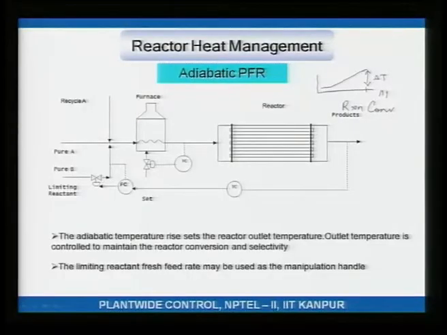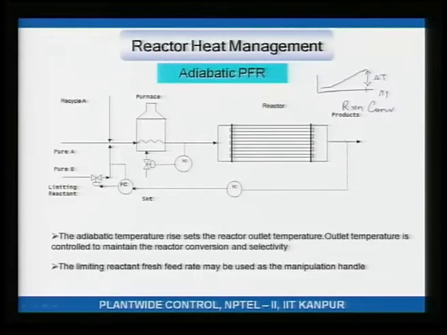I can also have the reverse argument for the case that the temperature is decreasing. If the temperature is decreasing, I increase the amount of limiting reactant that I am putting in, which causes the concentration of the limiting reactant going into the reactor to go up. Because the concentration has gone up, reaction rate goes up, the amount of heat released due to reaction goes up, and this temperature at the outlet, which was going down, comes back up. So, this is a very simple scheme for managing the amount of reaction heat released, or holding the conversion of the reactor constant.